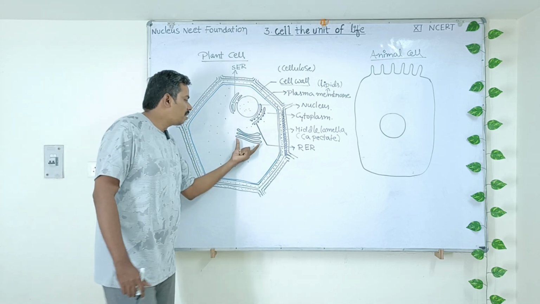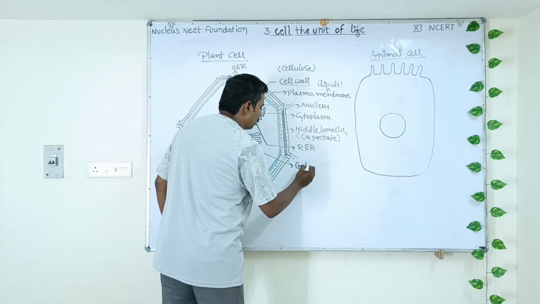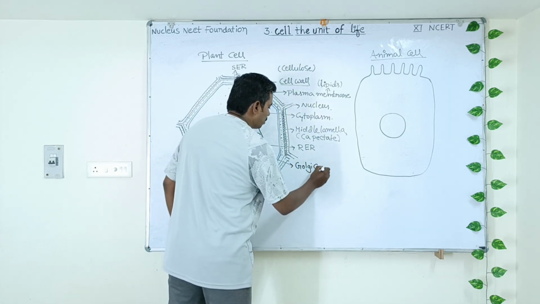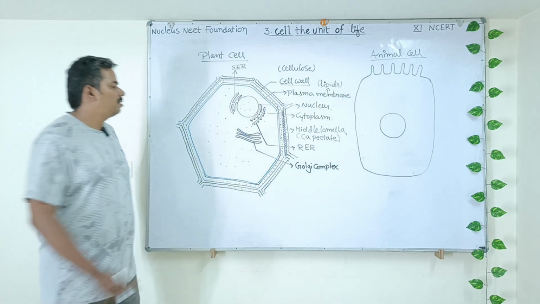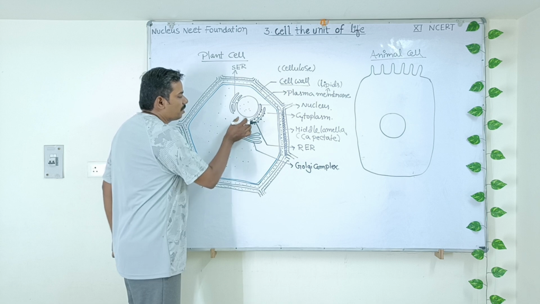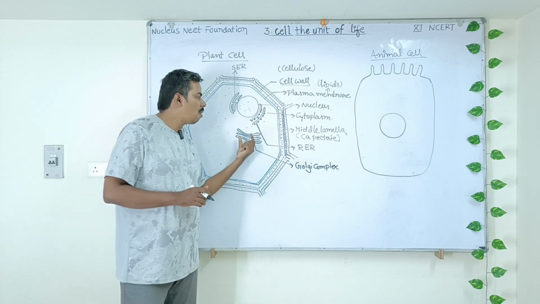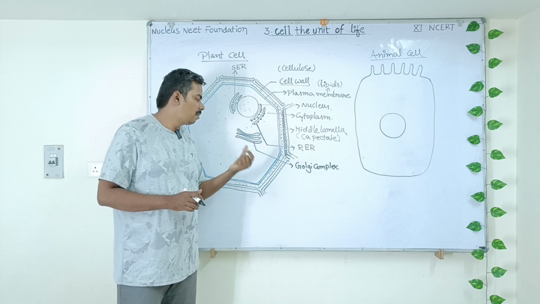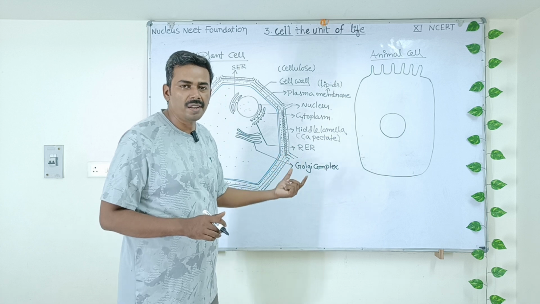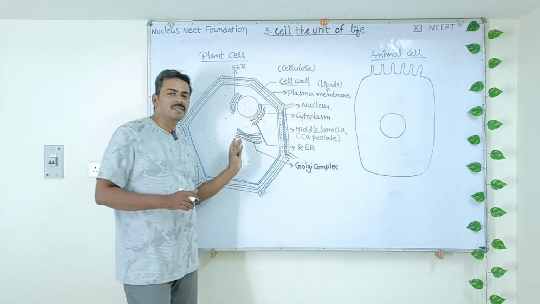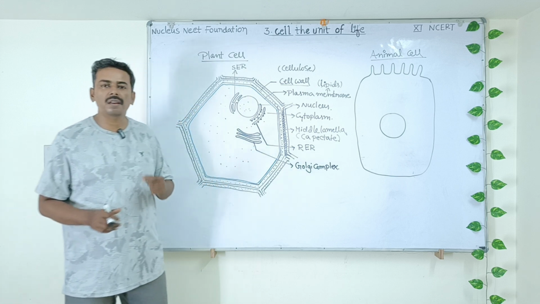So this cell organelle is called Golgi complex. What is the function of this cell organelle? It always remains very close to the endoplasmic reticulum, and it has some functions in coordination with endoplasmic reticulum. The main function of Golgi complex is modification of proteins. It modifies the proteins from immature to mature proteins. That is the function of Golgi complex.